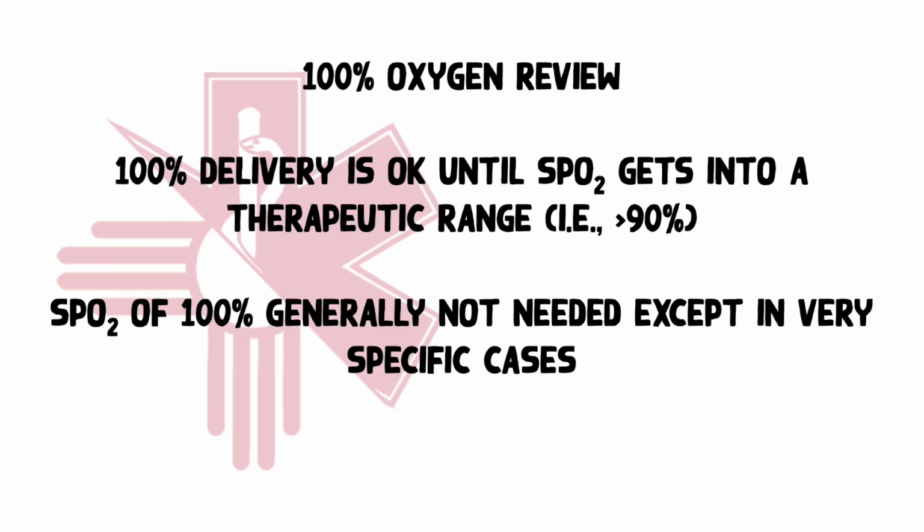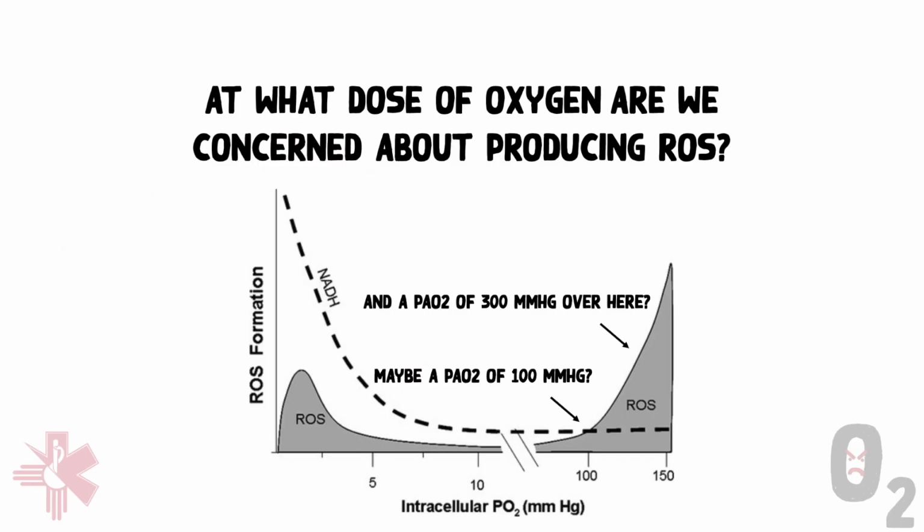Let's just summarize here on 100% oxygen. So 100% oxygen delivery is okay until our SpO2 gets into a therapeutic range. So for example, over 90%. That said, continuing to give oxygen to maintain an SpO2 of 100% generally is not needed except in a few specific use cases. Okay, one final point to make and then we'll wrap everything up.